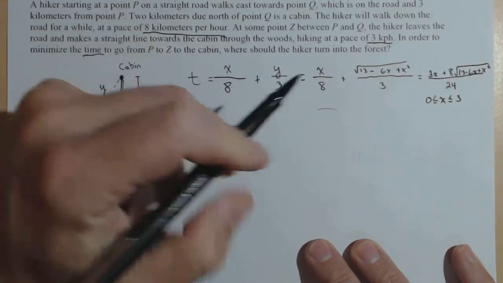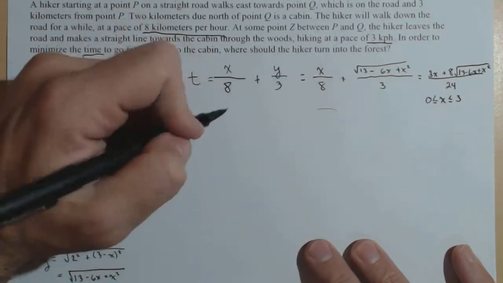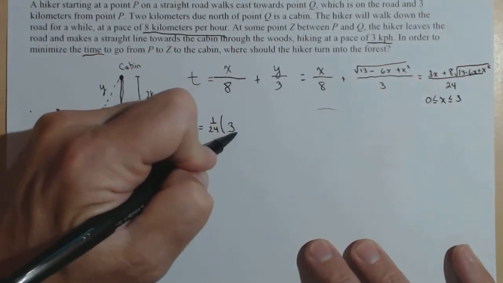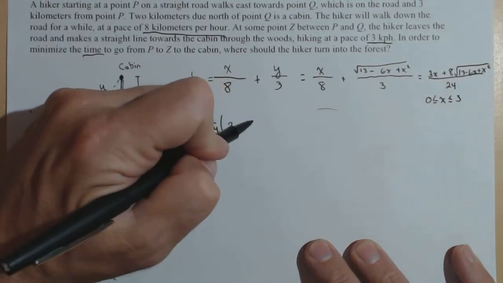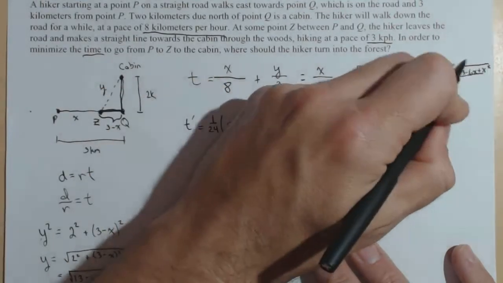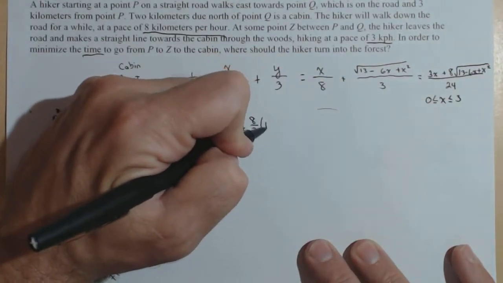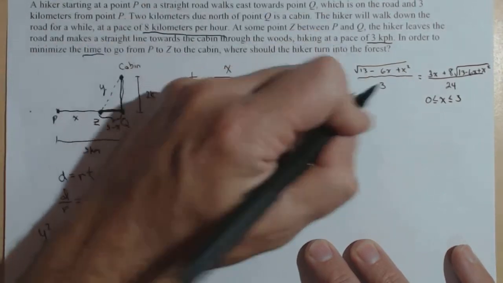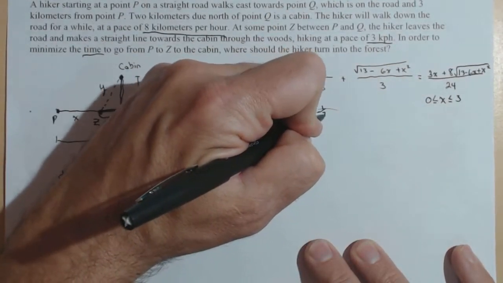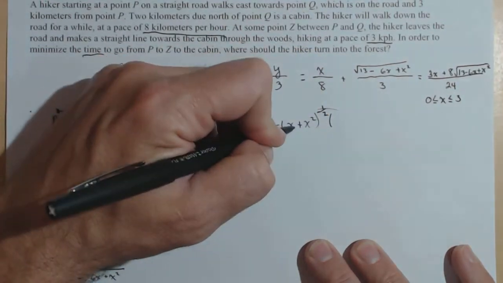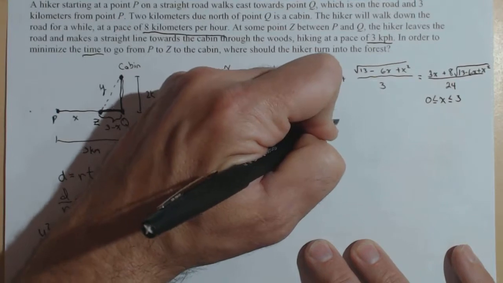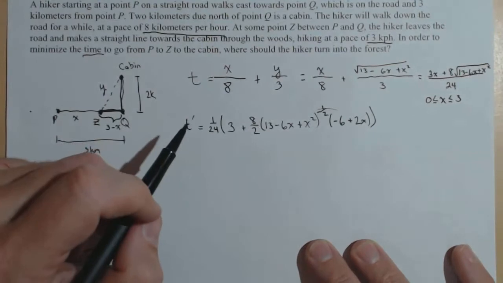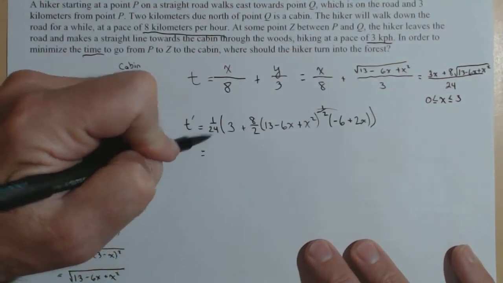So let's find our t prime. Now our derivative, the 1/24th, is just a constant, so I'm just going to write that out front and take the derivative of the numerator, which is 3 plus 8 halves, so making that a 1/2 power. This is a chain rule, times 13 minus 6x plus x squared to the negative 1/2. That's decreasing the power of 1 by 1. Now the second part of the chain rule, times the derivative of the inside: negative 6 plus 2x.